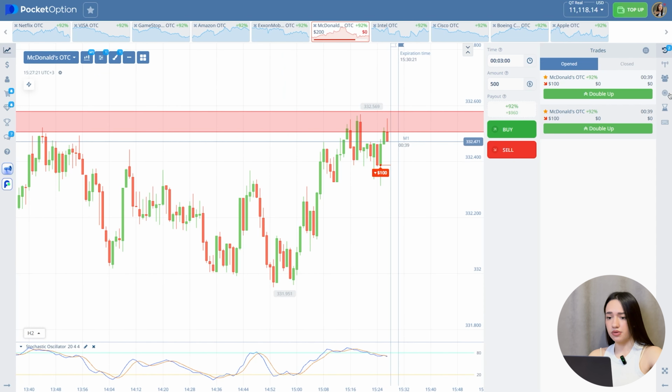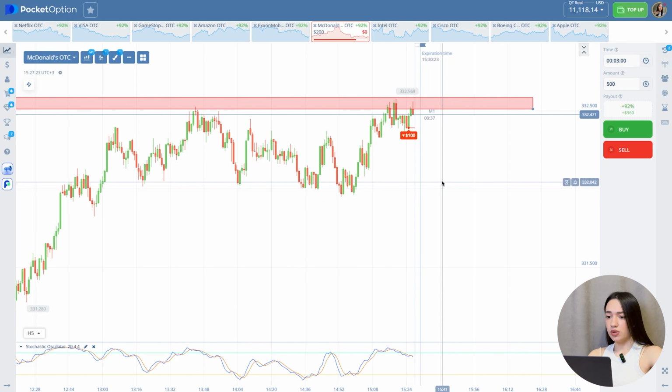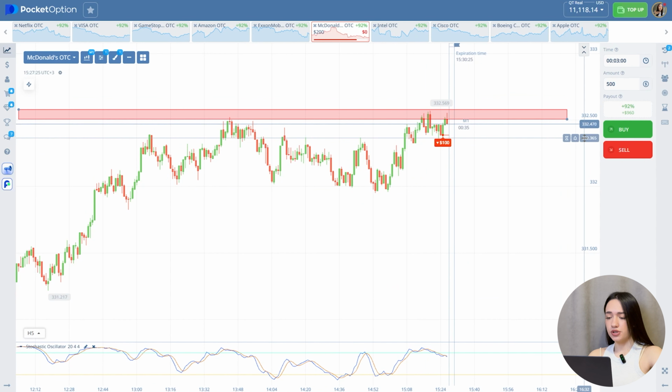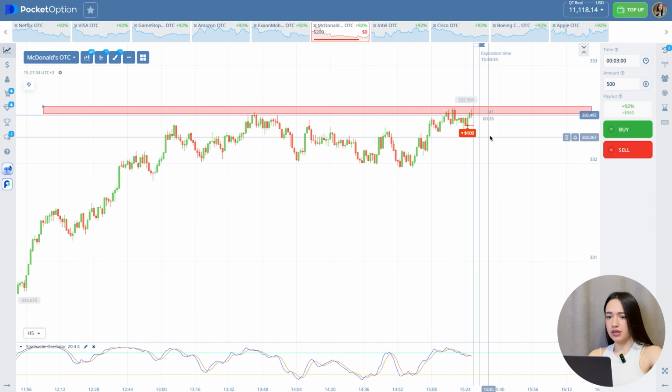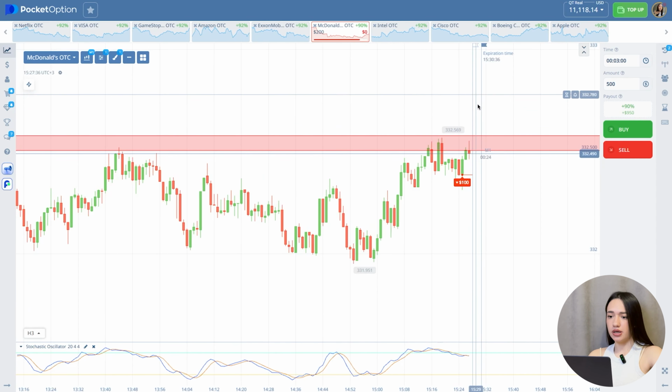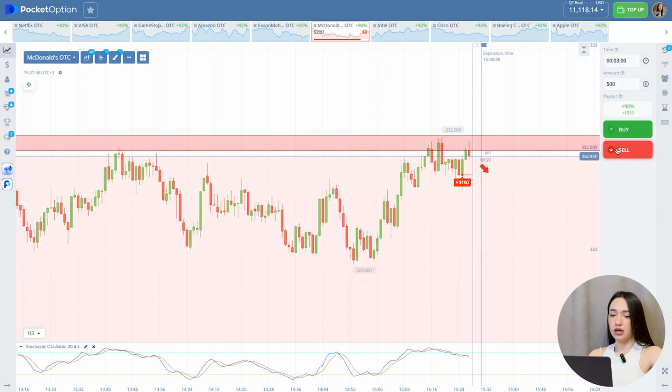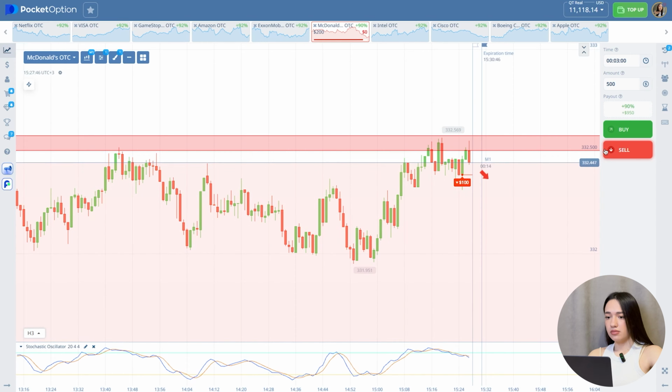a loss here, so the next trade will be opened with an amount of $500, and probably at the close of the current candle, or if the current candle shows a sharp upward movement, then we're gonna open a trade. But it seems like that wouldn't happen, so we are waiting for a new candle to appear.